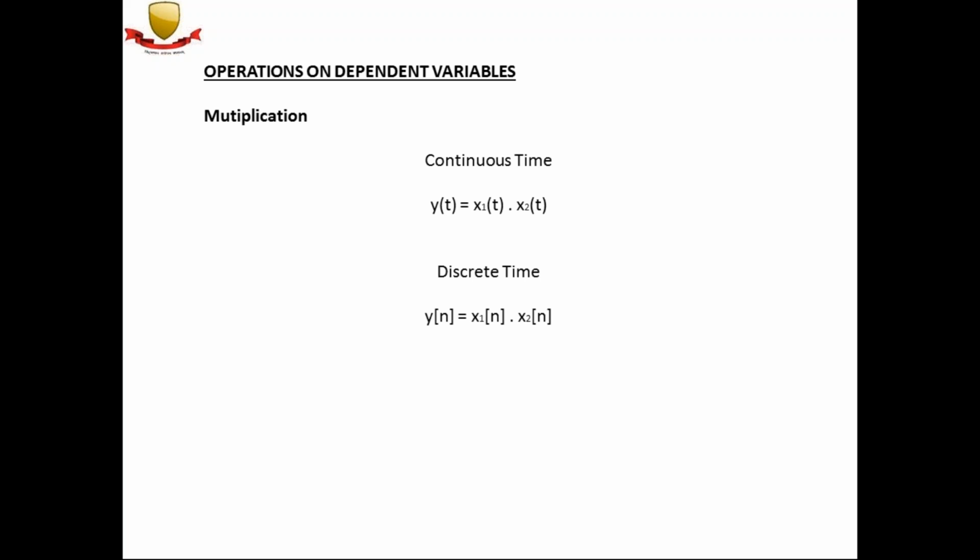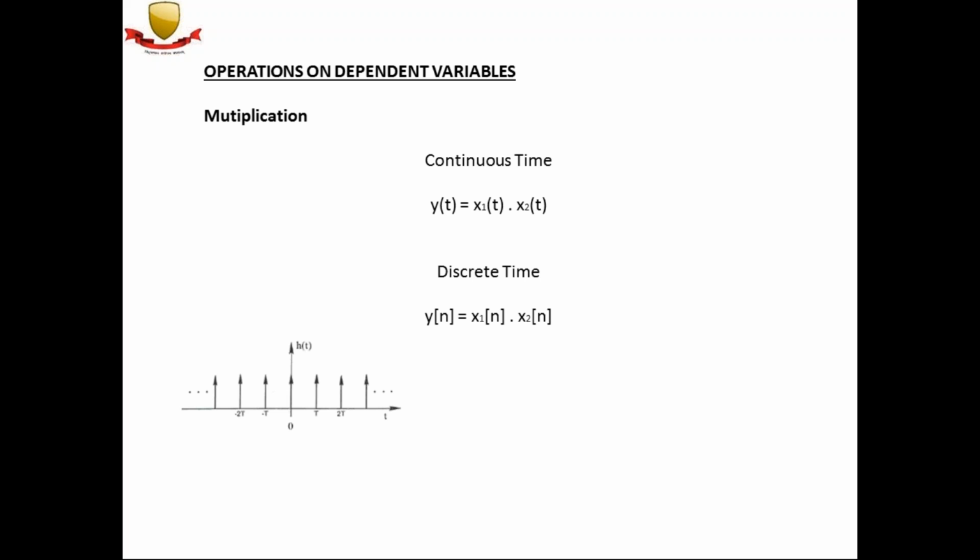Again, this multiplication involves the output signal being equal to x1(t) times x2(t). In terms of discrete time, this is x1[n] times x2[n]. So the output y(t) is given by the product of the corresponding values of the input signals. Let's take an example over here.